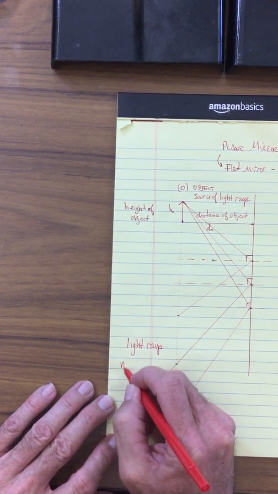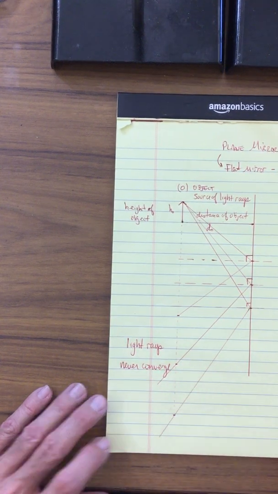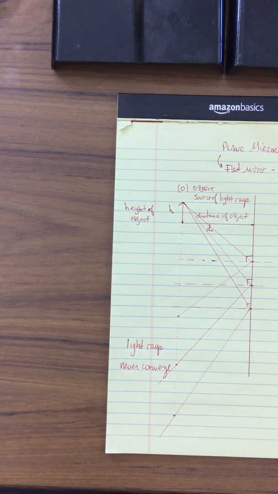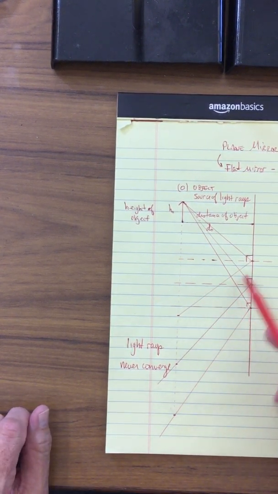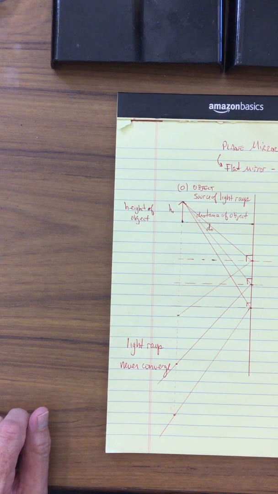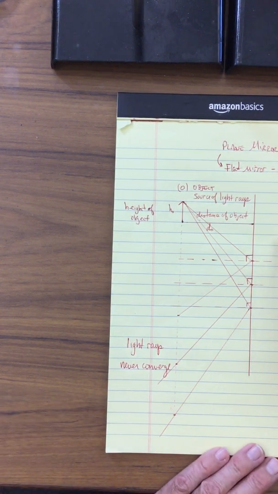So the light rays never converge. We need the convergence of those light rays in order to form an image. Since they're not going to occur, what we have to do is trace backwards to see where they would be occurring.